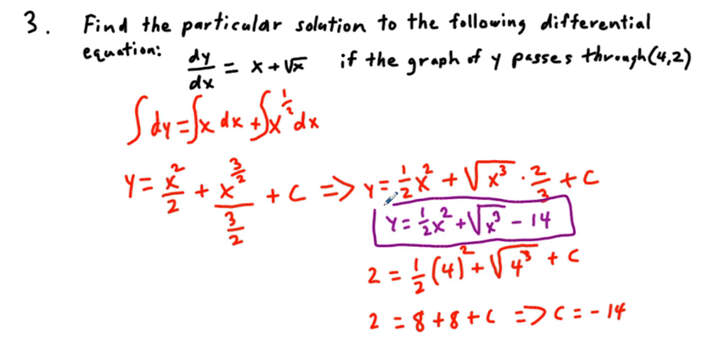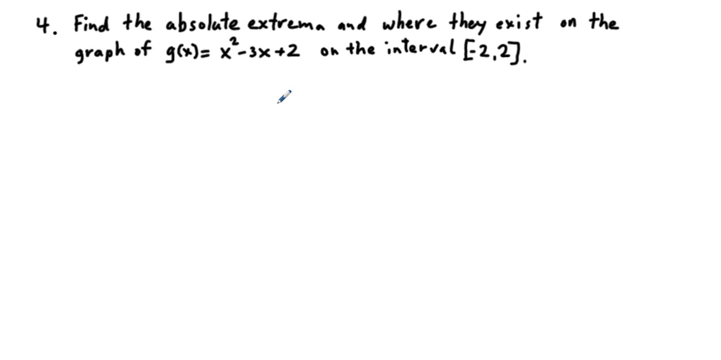Okay. Next, find the absolute extrema and where they exist on the graph of g of x equals x squared minus 3x plus 2 on the closed interval negative 2 to 2. We're going to use our candidates test. Before that, we're going to just go ahead and see if we have a critical number between this interval negative 2 to 2. So I'm going to put g prime of x is equal to 2x minus 3.